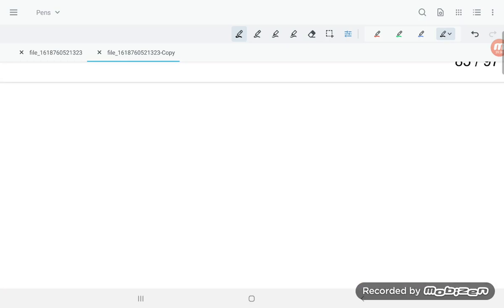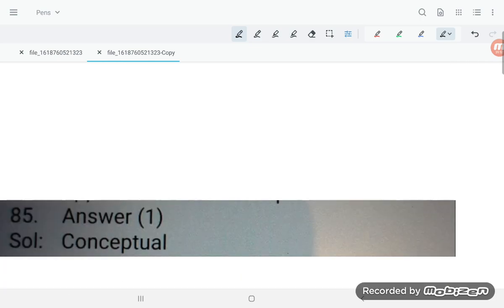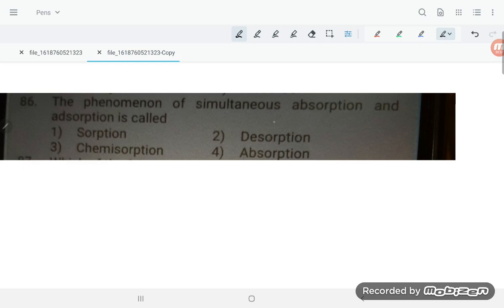85. So what is 85, students, if you are seeing? Adsorption of oxalic acid on activated charcoal, activated charcoal is called adsorbent. Correct option is option number 1. Activated charcoal is called, student, that is adsorbent. So this is the conceptual problem. Okay, next one, students. The phenomenon of simultaneous adsorption and absorption is called sorption. 86, option 1.